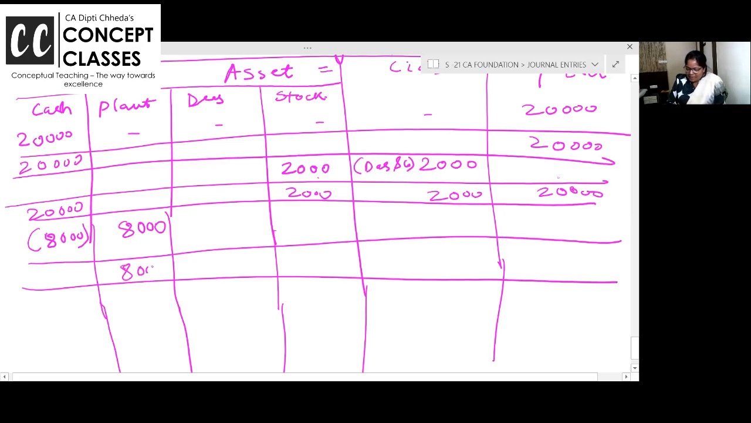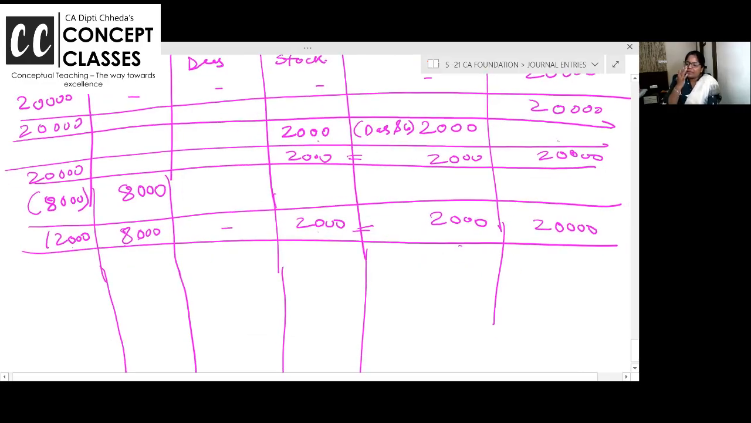Plant is coming in. Rest all is same. Plant is coming in. Cash is going out. Stock is same. Liability is same. Capital same. 22, 12 and 8, 20 and 2, 22. Equation is equal. Put an equal to sign. That means you have checked. Asset is equal to liabilities and capital.